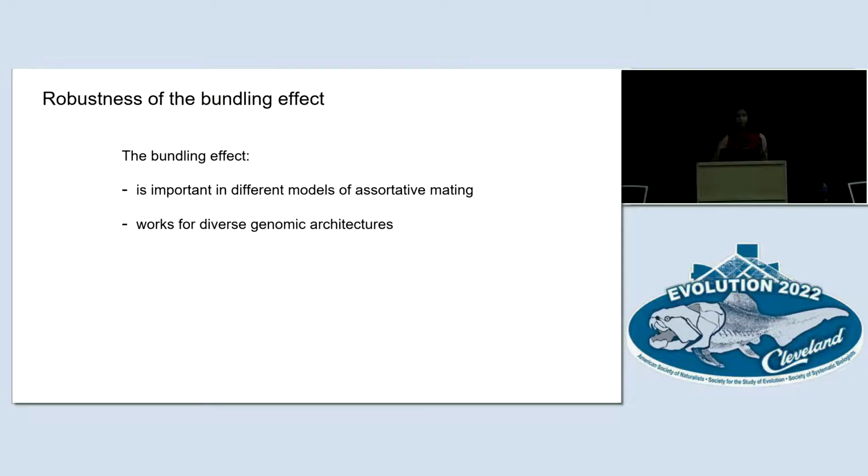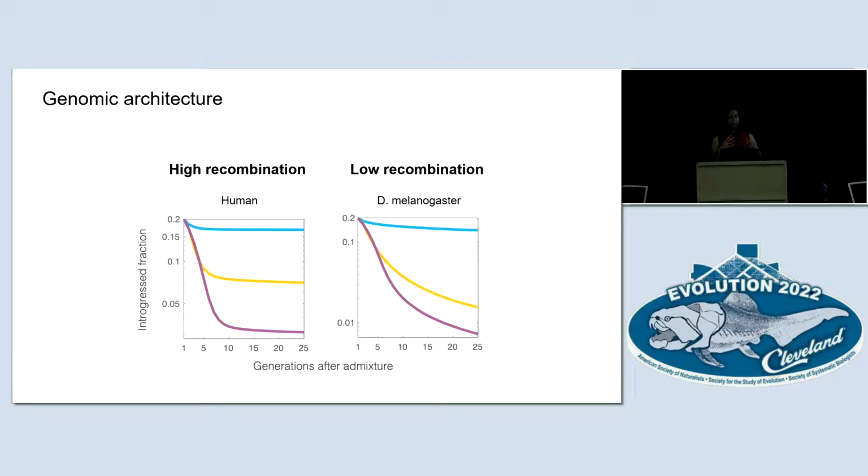We're also interested in investigating the impact of the bundling effect across different genomic architectures. In particular, one we were interested in looking at is what would happen under realistic genome-wide recombination rates, which have been shown to play a large role in the purging of introgressed ancestry. So to do this, we ran the same simulations, but using a high recombination species, for which we used the linkage map of humans, and a low recombination species, for which we used the linkage map of Drosophila melanogaster.